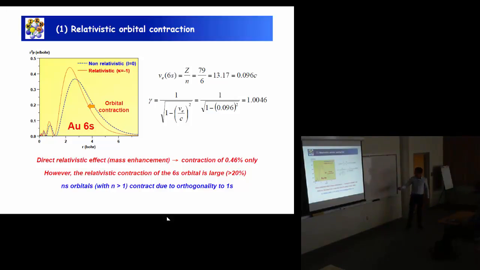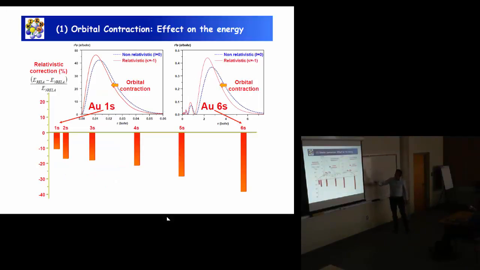You should never forget that this orbital has an orthogonal relation with the 1s orbital. And if the 1s orbital contracts, then the screening here will change, and all the orbitals will follow this orbital. So here is the idea. If you calculate the relativistic energy of your orbital minus the non-relativistic energy, divided by the non-relativistic energy, for each orbital, you see that for the 1s orbital, the effect of relativity is about minus 10%.